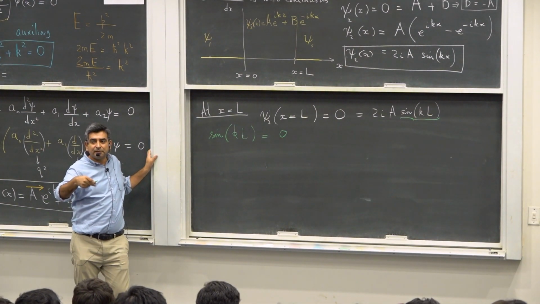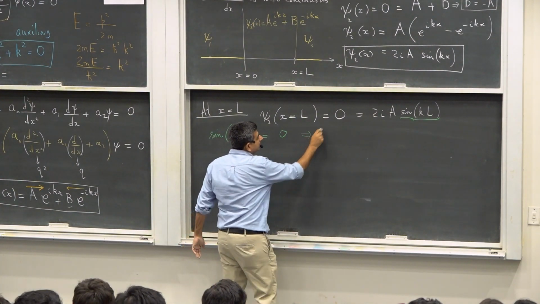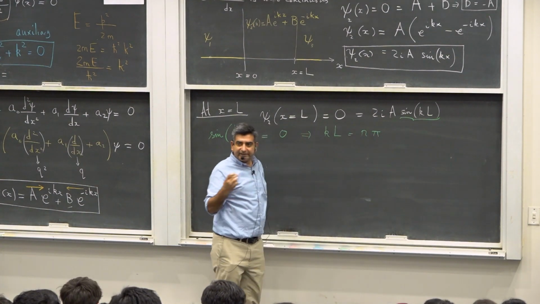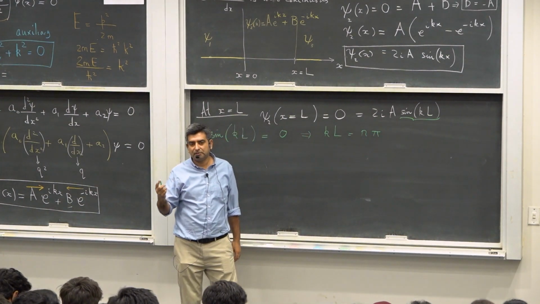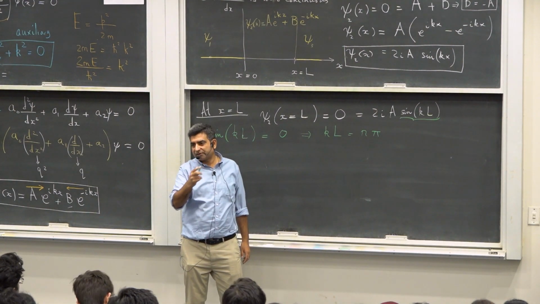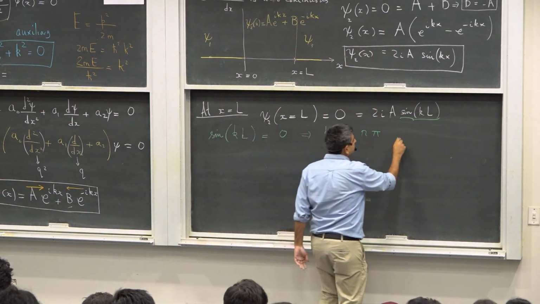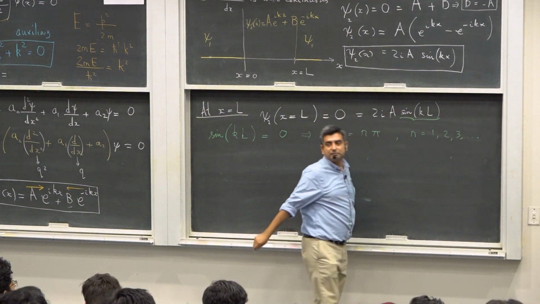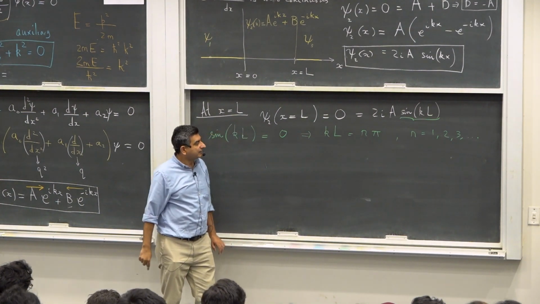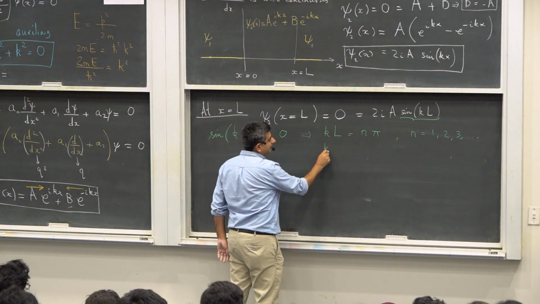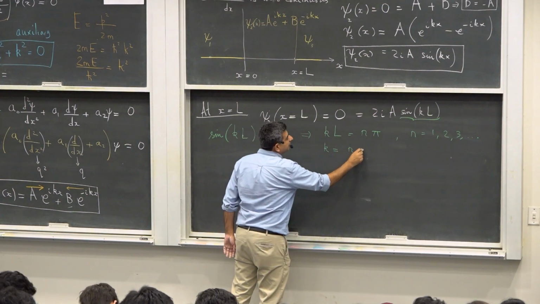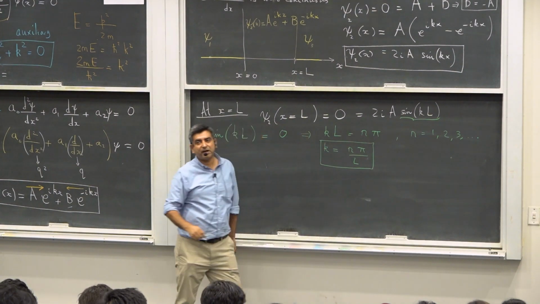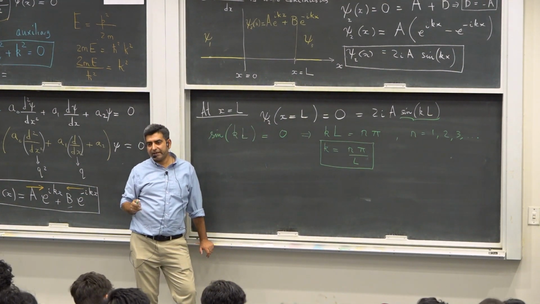So at x equals L, what's the wave function at this point? 0. So this wave function must be 0 at this point as well. So at x equals L, psi 2 at x equals L must also be 0, but this is 2ia sine of kL. Alright. Now how is this equation satisfied?